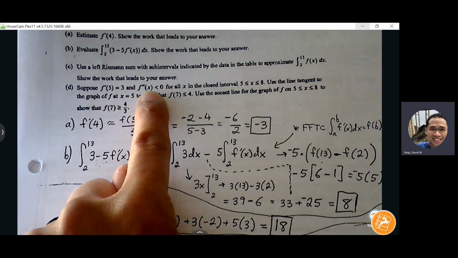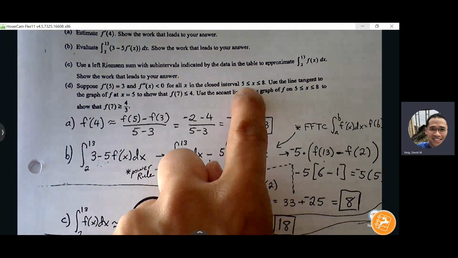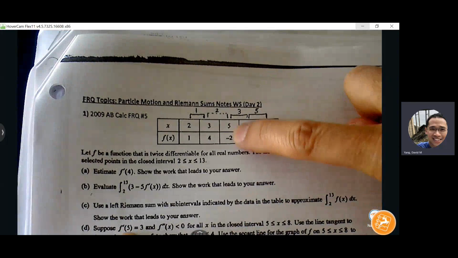What does that tell us? The graph is concave down. Okay, concave down on the closed interval from 5 to 8. Okay. So with this tangent information, we can take this and the ordered pair and create a tangent line equation out of it, right?